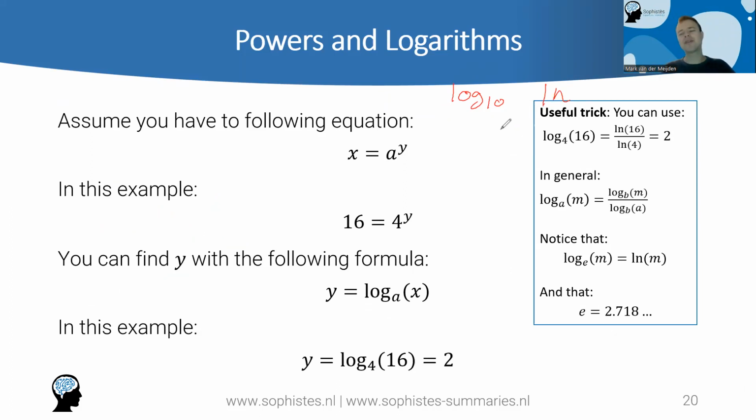But what if you have a different base number than 10 or E? How can you still fill it into your calculator? Then you can use this trick here. So you say ln of your n number divided by ln of your base number, and then you get a 2. So if you want to use a different base number than 10 or E, you can apply this trick. You can try it out. ln 16 divided by ln 4 is 2. Because 4 to the power of 2 is 16.